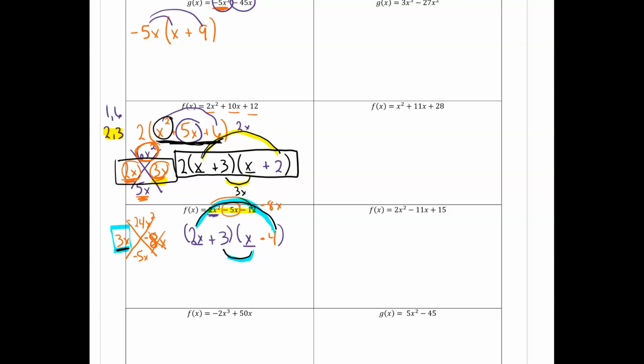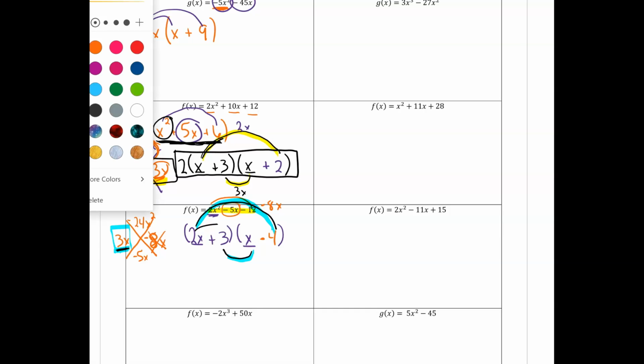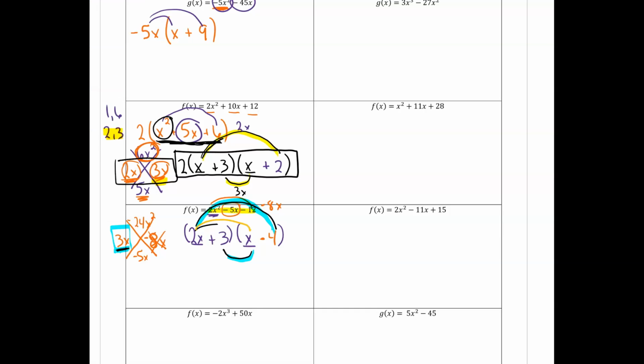And now if 2x goes to meet everybody and 3 goes to meet everybody, you'd get the 2x squared minus 5x minus 12. So let me just show you that, in a different color though. So if 2x meets x, there's 2x squared. When 2x meets the negative 4, you get a negative 8x. Then 3 goes to meet x and you get a 3x, and 3 goes to meet the negative 4 and you get the negative 12. And then when you clean this up, simplify it, you get what we started with.